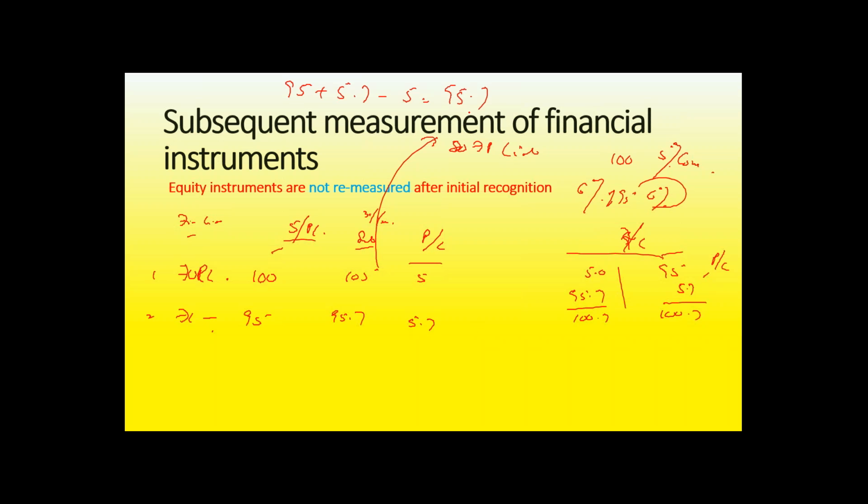So we started off with 95. We added the 5.7, the effective rate, which goes to the P&L. We deducted 5. That's how you get to that. Yes, exactly. So that's the treatment for the subsequent measurement. This is the trickiest part, what we are trying to get at.